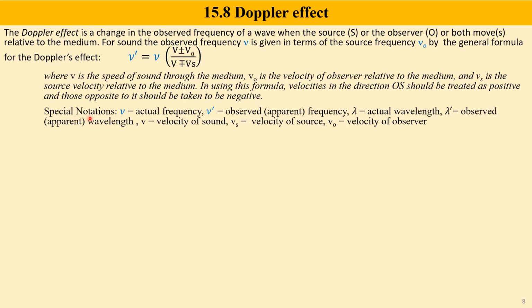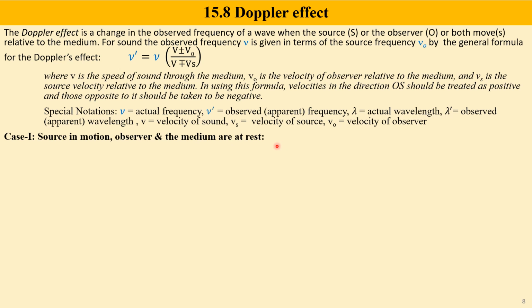Now here we have got some special notations. Nu is equal to actual frequency. Nu dash is equal to observed or the apparent frequency. Lambda is the actual wavelength. Lambda dash is the observed or the apparent wavelength. V is the velocity of sound. Vs is the velocity of the source, and V naught is the velocity of the observer.